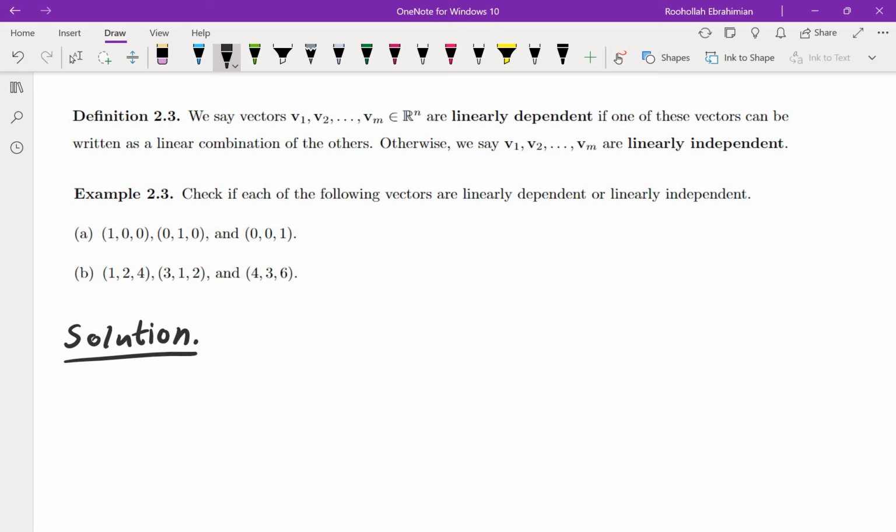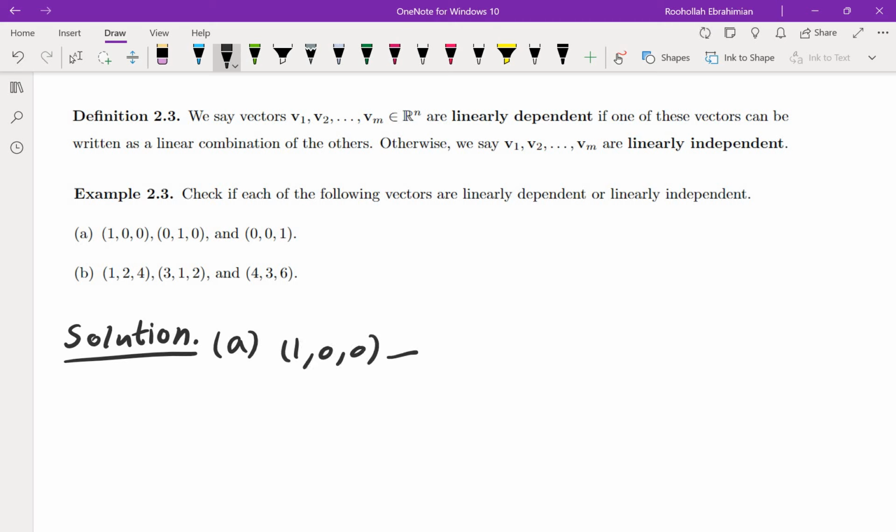Check if the following vectors are linearly independent or linearly dependent. So I want to see if these three vectors are linearly independent or linearly dependent. I will see if one of them can be written as a linear combination of the others. I will have to check three things.